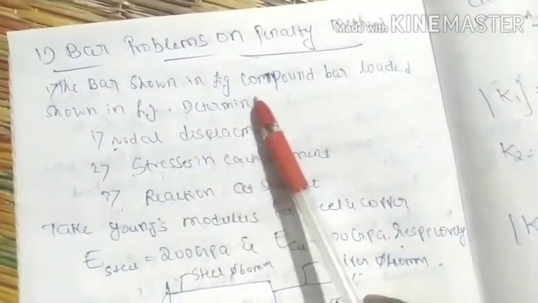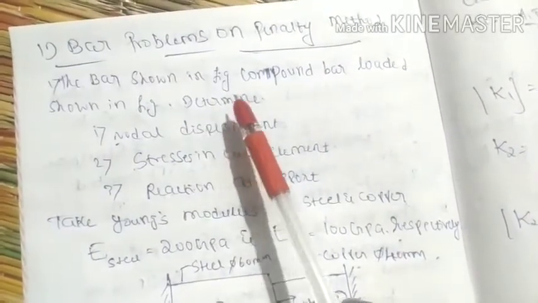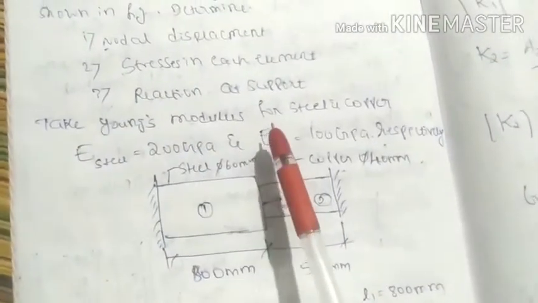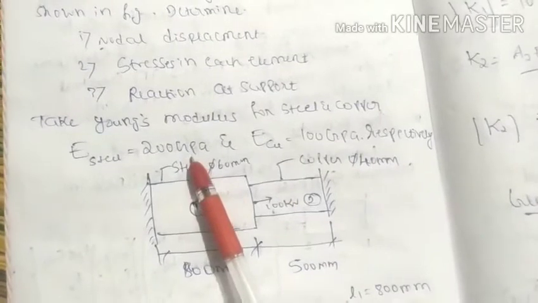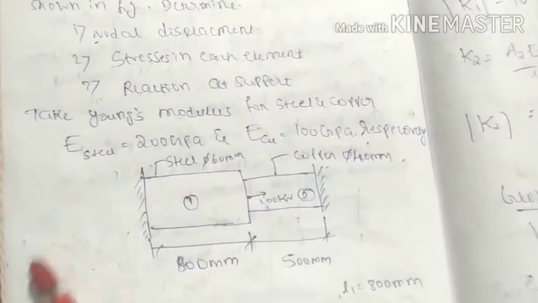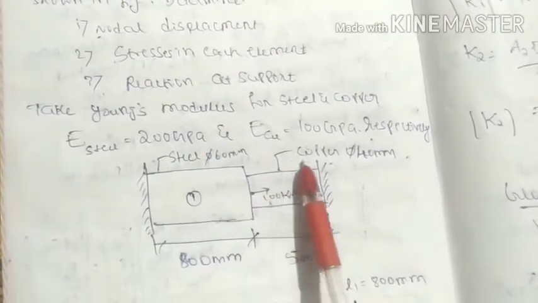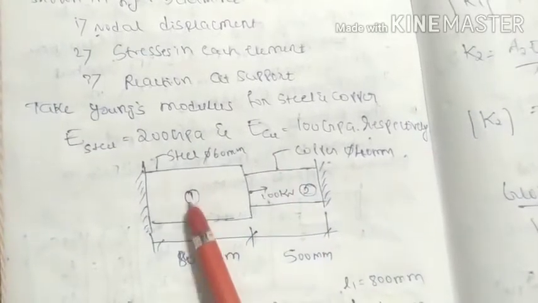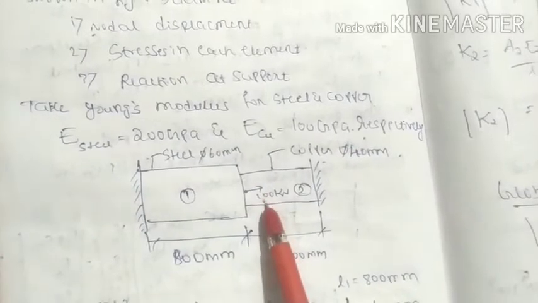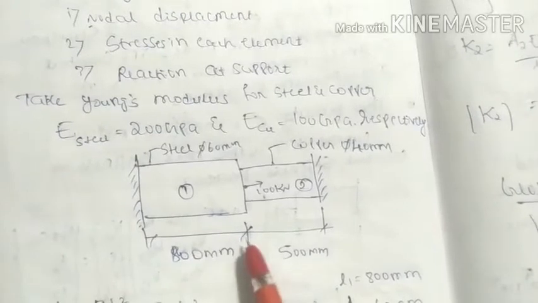The bar shown in the figure is a compound bar loaded as shown. Determine the nodal displacements, stress and reactions. Take Young's modulus for steel and copper as 200 GPa and 100 GPa respectively. This is a composite bar made of two different materials, steel and copper, having different cross sections, 60 mm dia and 40 mm dia. At the center it is subject to a load of 100 kN. The lengths are 800 and 500.